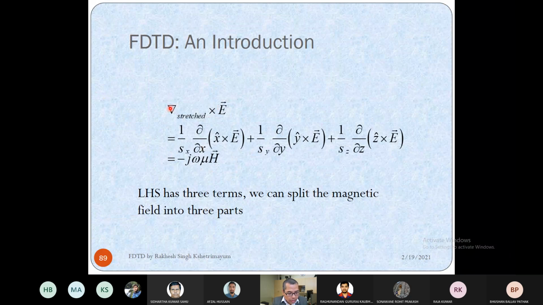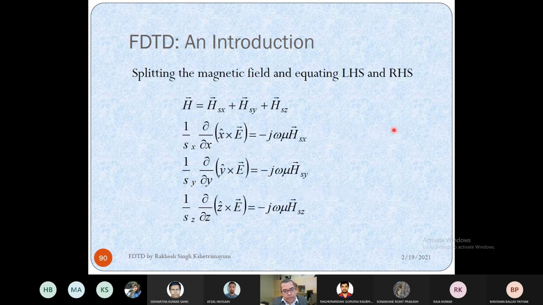Now this curl here, you can write in the simplified form: 1 by Sx del by del x cross product of x unit vector with electric field, plus 1 by Sy del by del y cross product of y unit vector with electric field, plus 1 by Sz del by del z cross product of z unit vector with electric field. So you can express this curl in this form. And because of the stress coordinate system, I also have 1 by Sx, 1 by Sy, 1 by Sz. Otherwise, even for the normal curl of the electric field, you can write it in this form, del by del x, x hat cross with E and so on. You'll have 3.